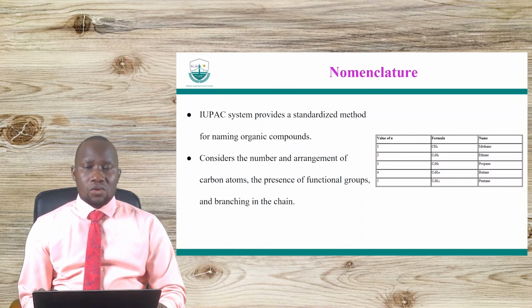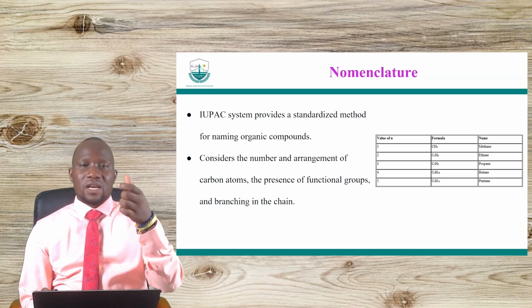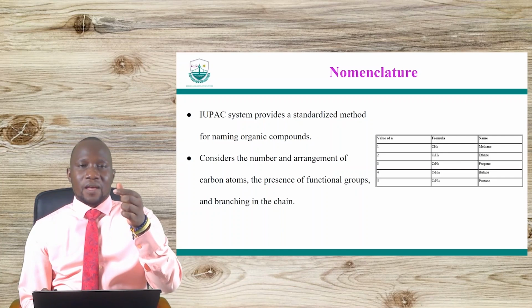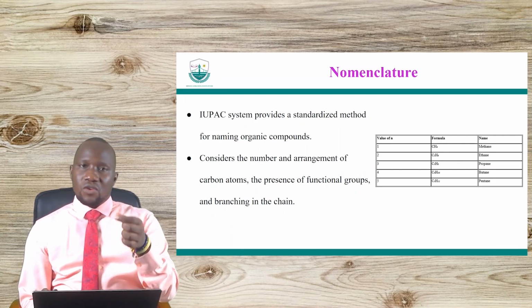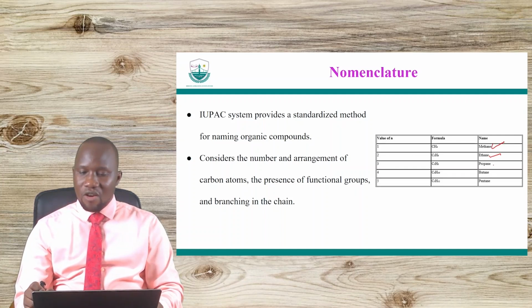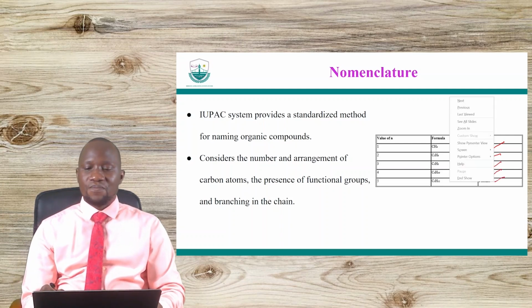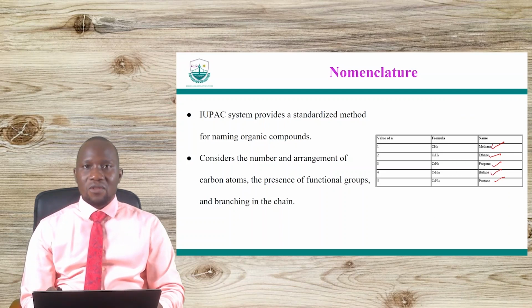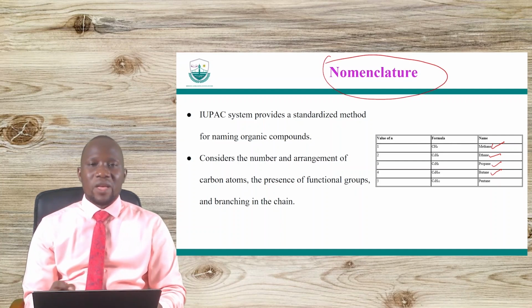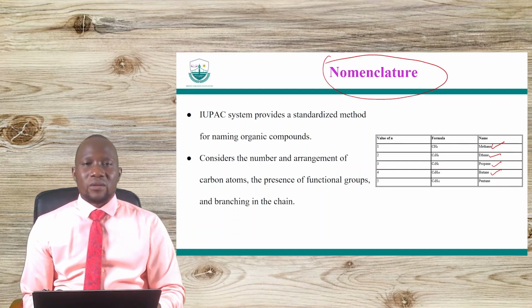The other thing you also notice with the hydrocarbons, for example the alkanes, is that within the alkanes you will have methane, ethane, propane, butane, pentane. Where do they get their names? The naming of compounds in chemistry is called nomenclature. How we name compounds is nomenclature.